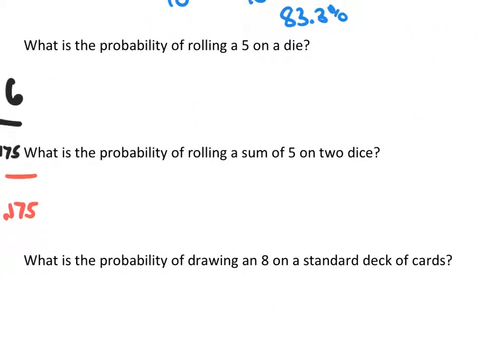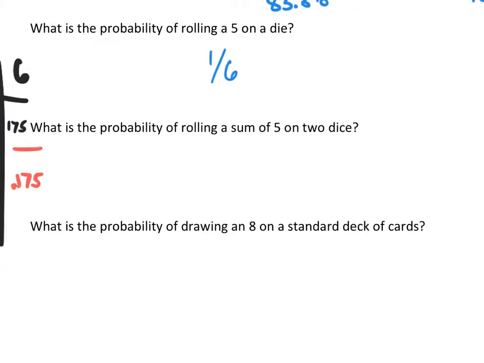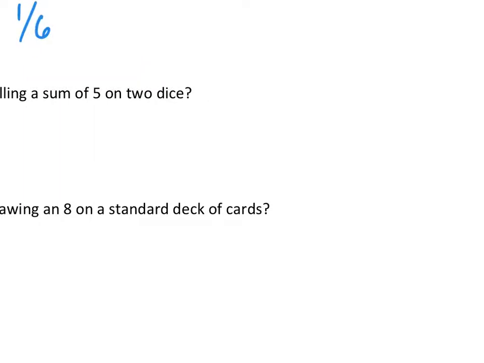What's the probability of rolling a 5 on a die? There's one way to roll a 5 out of 6 options. What's the probability of rolling a sum of 5 on 2 dice? This one can sometimes fool people. If you play a lot of games, you might be familiar with rolling 2 dice and the possible outcomes. You can Google dice probability or 2 dice probability and you'll see a chart. The chart looks like this, to where it gets larger as you go up.